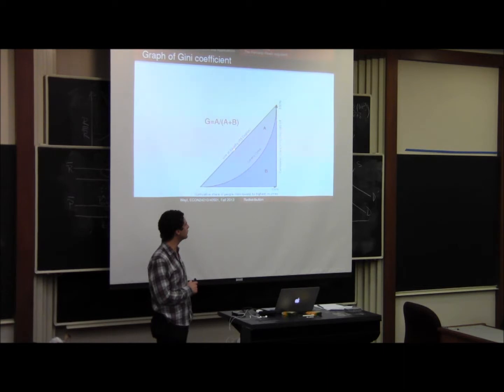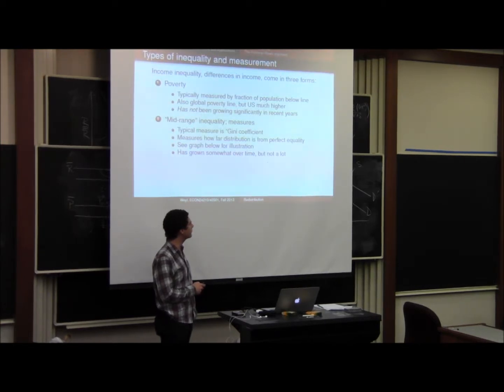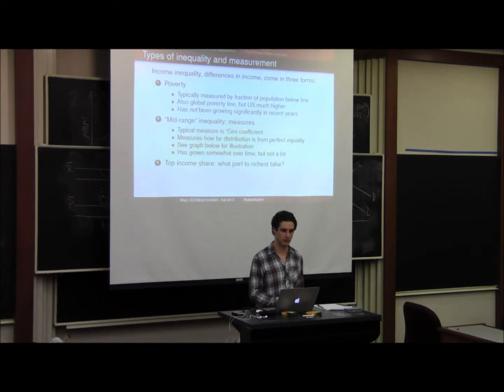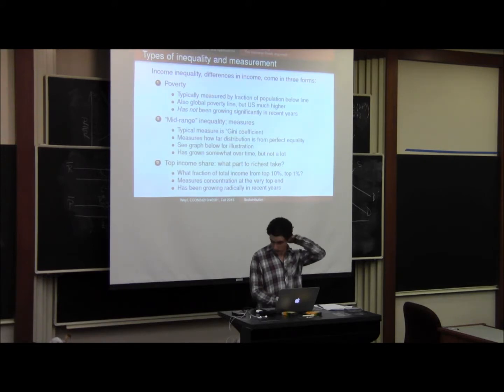And the area between the 45-degree line and the Lorenz curve, let's call that area A, and then the total area of the triangle we'll call A plus B. So the Gini coefficient is that ratio. So it's a measure of how unequal things are, and it particularly loads on inequality throughout the main part of the income distribution. But to measure inequality at the very, very top, instead what's typically used is something called top income shares. Like what percentage of national income is captured by the top 10%, the top 1%, the top 0.1%, etc. And this measures concentration at the very top. And while the Gini coefficient has been growing a bit in the US recently, it's really the top income shares that have taken off.